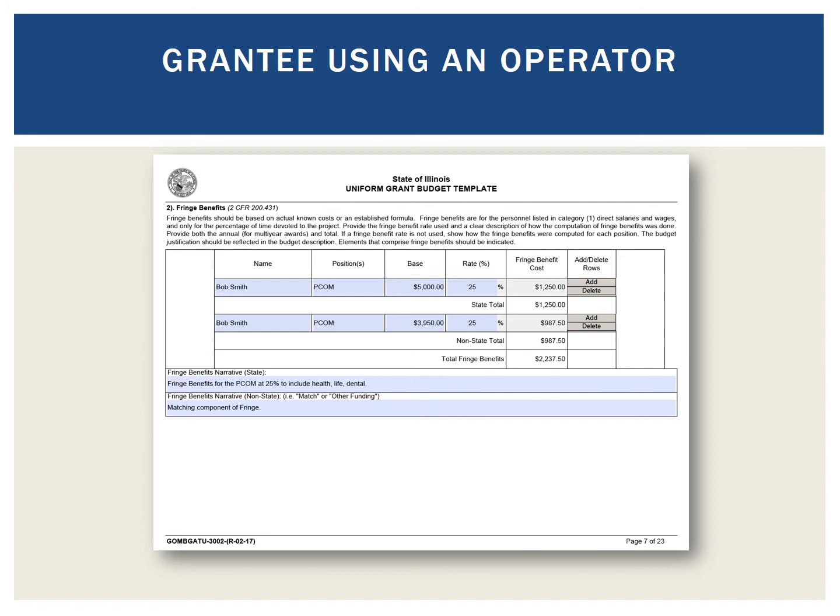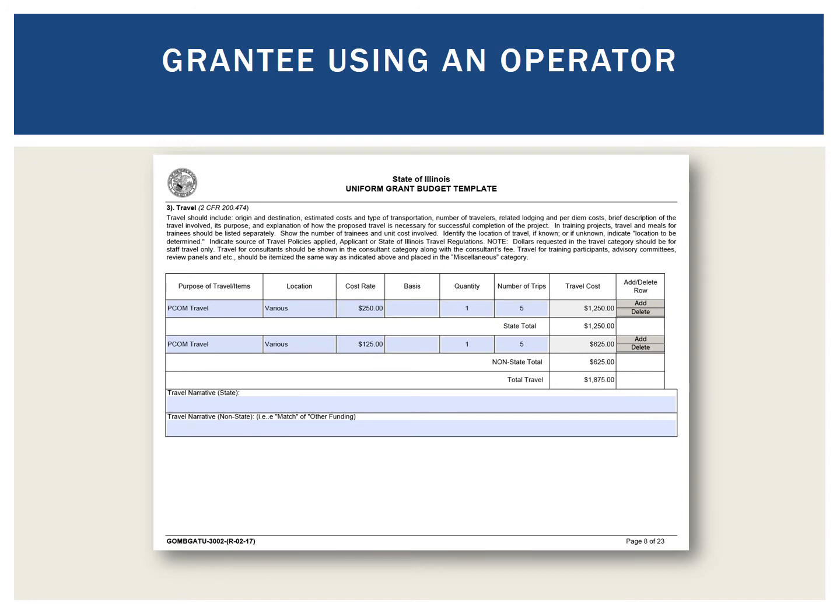In this section, the grantee should provide any details to clarify information provided above. In this situation, the acronym PCOM has been spelled out along with components of the fringe benefit rate. Below that, examples provide the explanation of the non-state base salary amount of $3,950, along with the same 25% rate, which produces the fringe benefits cost of $987.50.